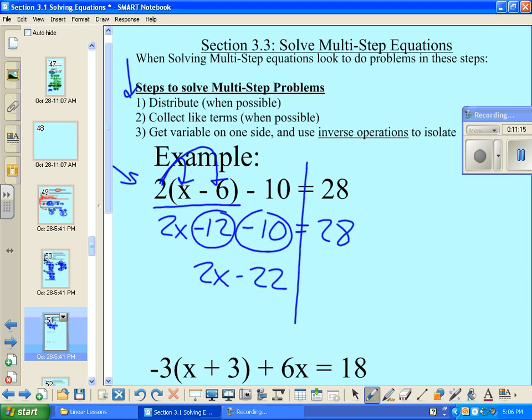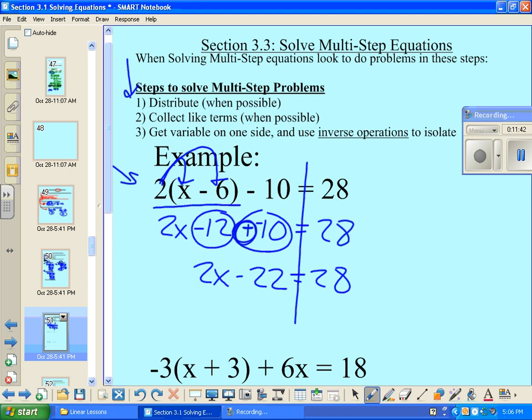And some people may be wondering, how did I see negative 12 and then negative 10, or how did I add those? Well, again, you can also remember that I can just jot a dash by a number here to remind myself this is just like negative 10, and it's like I'm adding these 2 numbers together. So negative 12 plus negative 10. So that's how I knew to add those 2 negative numbers together and get negative 22. That equals 28. So I have 2x minus 22 equals 28.